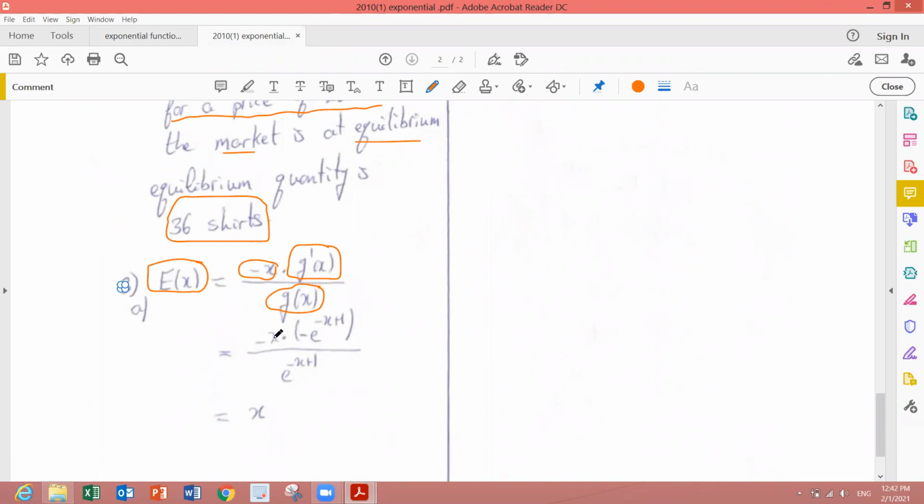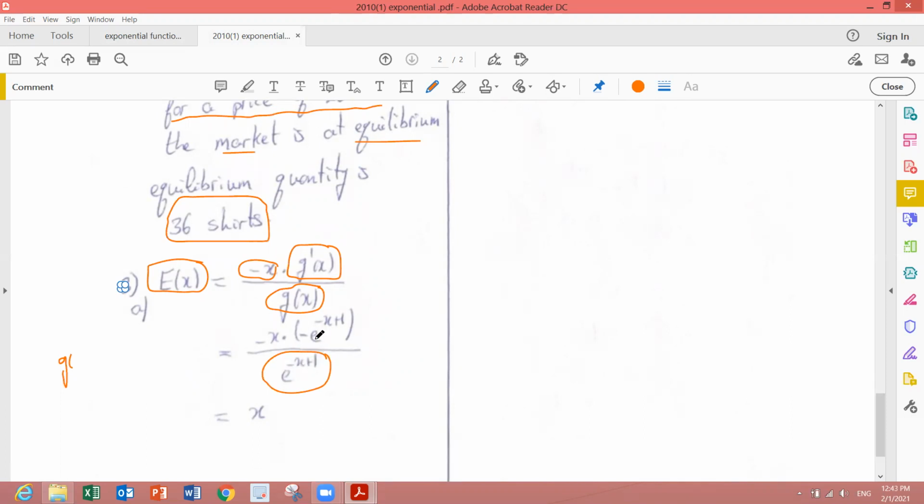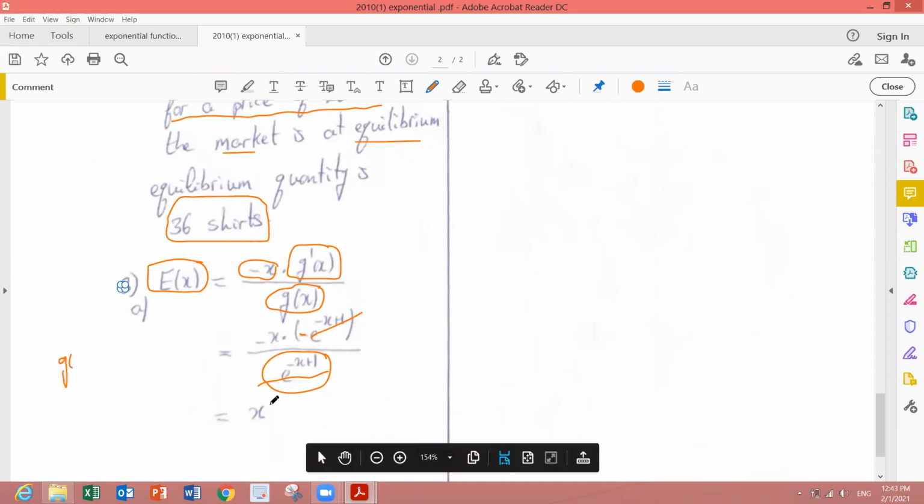Minus x. G(x) was e to the minus x plus 1. G prime x, the derivative of G, is minus 1 times e to the minus x plus 1. The e to the minus x plus 1 cancels with e to the minus x plus 1, it is simplified, minus times minus, we get x. So elasticity is equal to x. E(x) is equal to x.